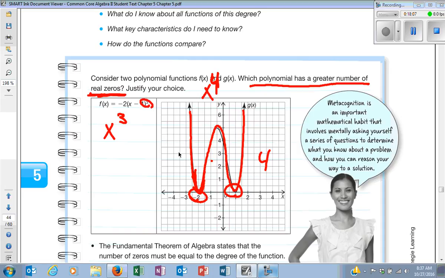Well, what does this tell me since that root has a 3 on it? It has 1 real root, but with a multiplicity of 3. So how many real roots does this count for? 3. This has 3 real roots. How many real roots does this have? So which one is the greater? G of x. That's an excellent type of question that they're going to be asking you.